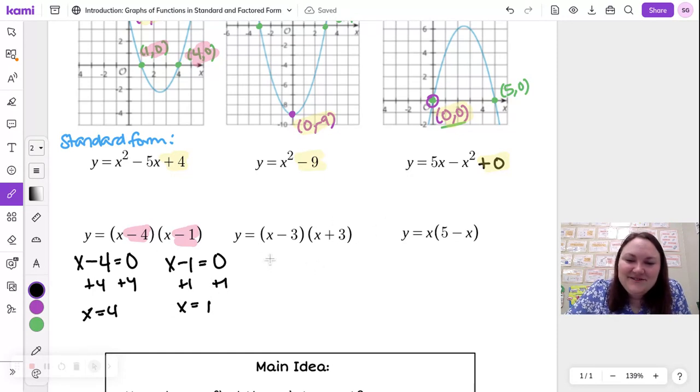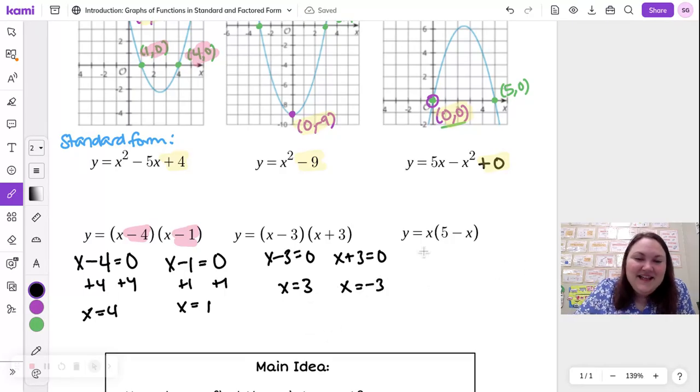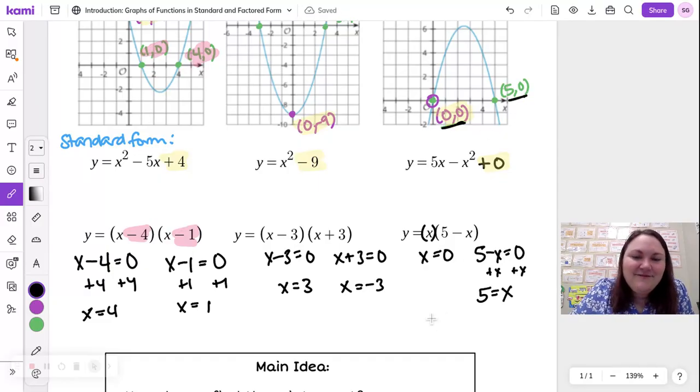Similarly, for the second equation, you would be solving x minus 3 equals 0 and x plus 3 equals 0, and that would give you x-intercepts at 3 and at -3. This last one here can sometimes be the trickiest for students, but there are two parts that you can set equal to 0. You're going to set x equal to 0, which is already solved. That's giving us this x-intercept here, and then that 5 minus x equals 0. When you solve this equation, I'm going to add x on both sides to bring my x over to the right side and make it positive, and we get that x-intercept at 5.